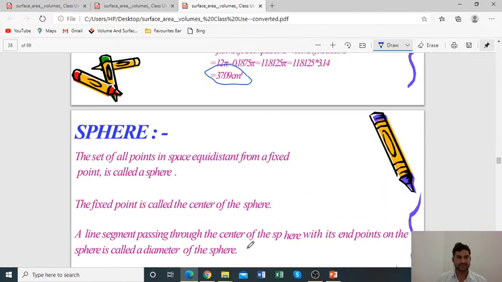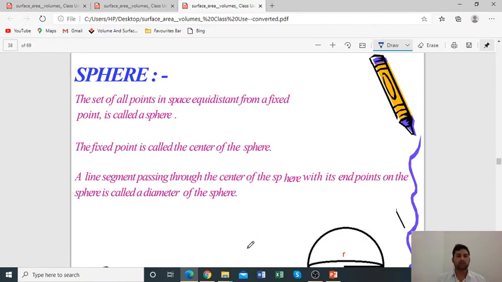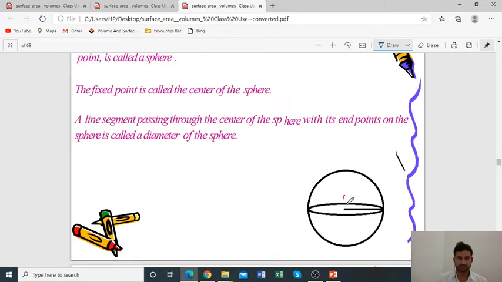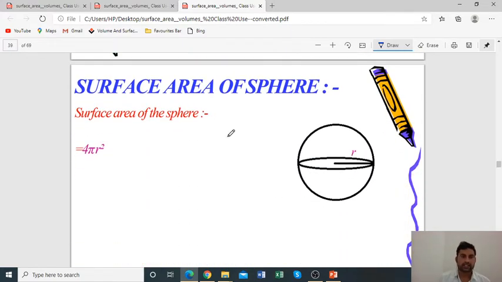Okay. Next, sphere. The set of all points in space at equal distance from a fixed point is called a sphere. The fixed point is called the center of the sphere. The line segment passing through the center of the sphere with its end points on the sphere is called the diameter. First, the surface area of the sphere. The surface area of the sphere is equal to 4 times pi r squared.